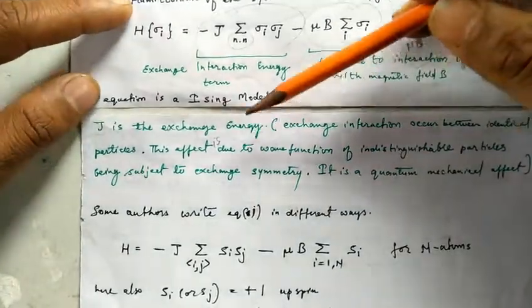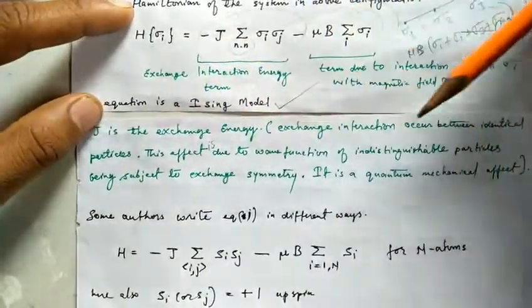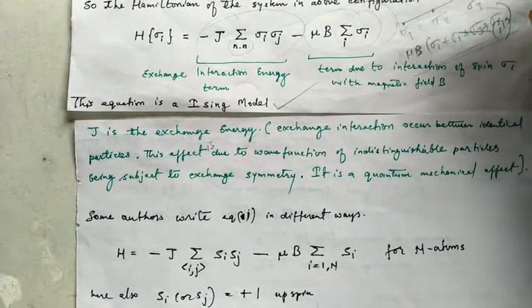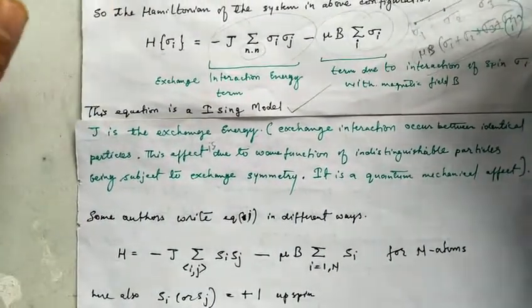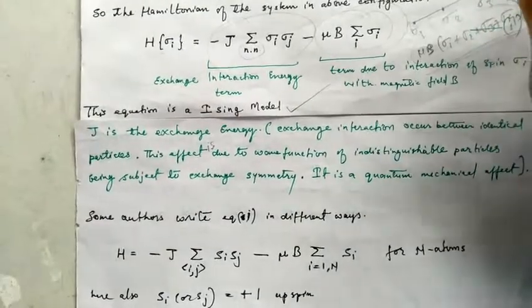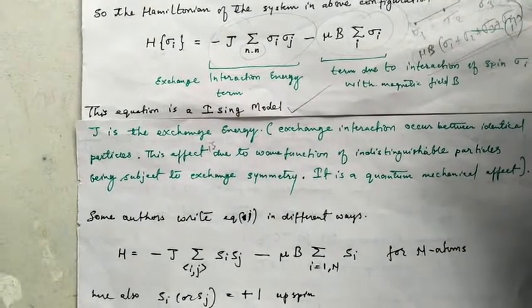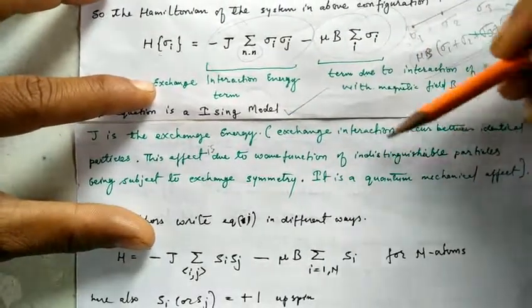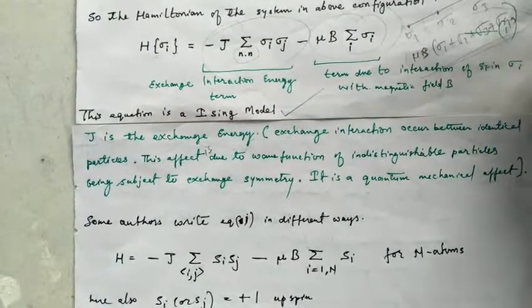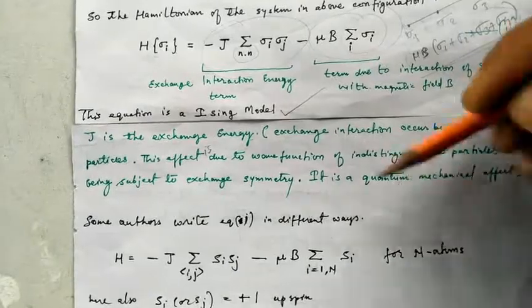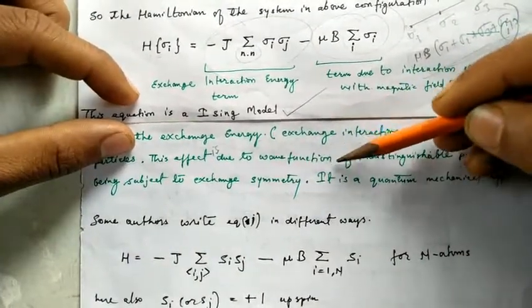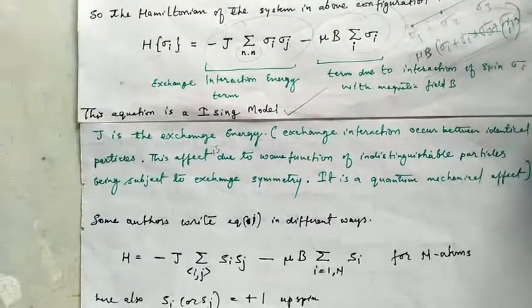So friends, this exchange energy develops because the indistinguishable particles, when exchanged, have exchange symmetry, and you cannot say whether they have exchanged or not. So this effect comes due to the wave function of the indistinguishable particles. You don't have to go into much detail about this. For the time being, you can just keep these things in mind, and let's proceed further.